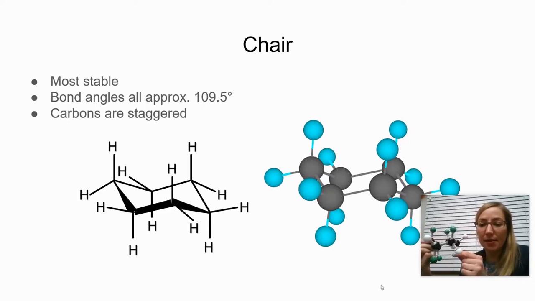If we make the opposite chair conformation, it looks a little bit like this. And now my model matches the model that you can see on the screen, because I've got the head of the chair right here, and the foot of the chair right here.